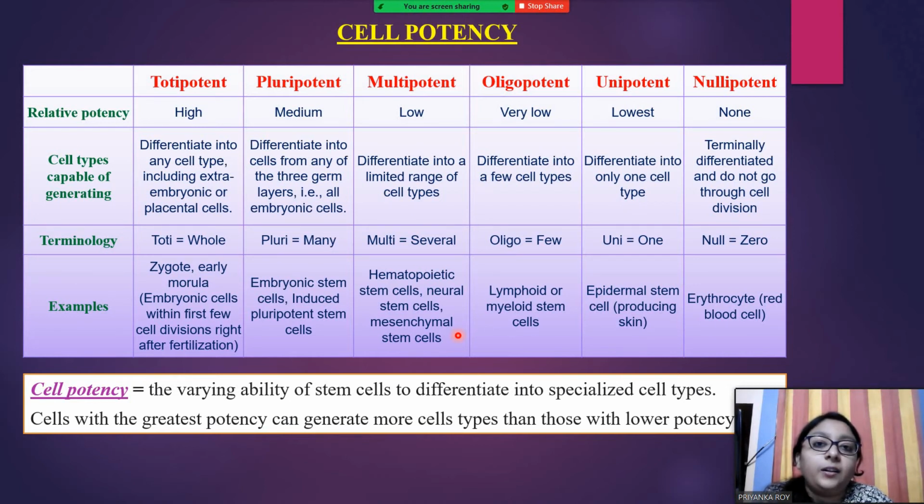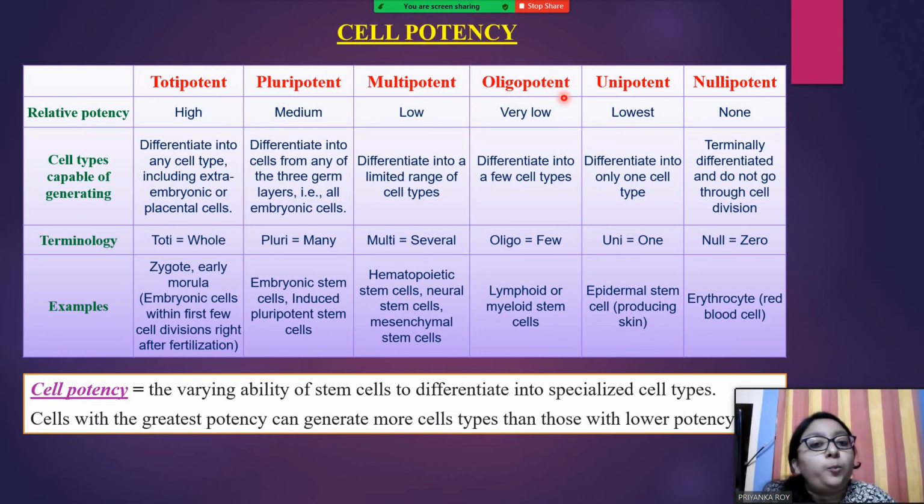WBCs have different components like the lymphocytes, the monocytes, and then the basophils, eosinophils, neutrophils. So all those cell types can be formed from the hematopoietic stem cells. So that is a limited range, but still it has several cell types. That means hematopoietic stem cells can give rise to all the possible blood cell types that we have.